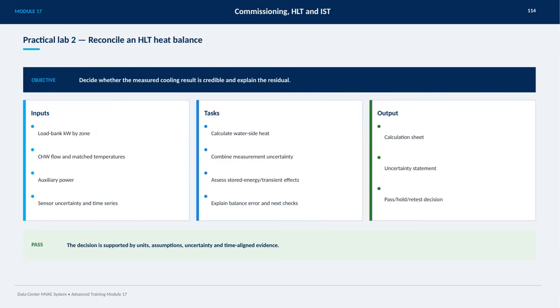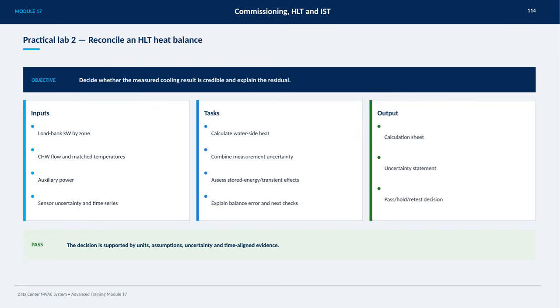In this practical lab, our main focus is to reconcile an HLT heat balance. The objective here is to determine if the measured cooling result is credible and to explain any residual discrepancies. To do this, we start with several key inputs: the load bank kilowatts broken down by zone, chilled water flow along with the matched temperatures, auxiliary power, and sensor uncertainty data over time. These inputs allow us to calculate the waterside heat accurately.